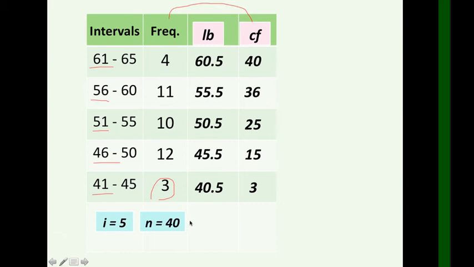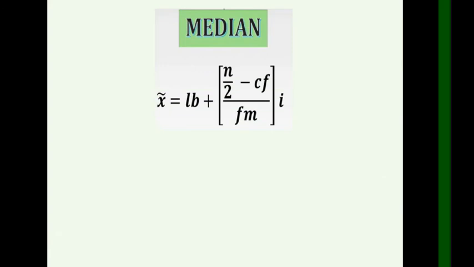So since n is equal to 40, the last number in the cumulative frequency should be the same as 40. Now, for the median, we have LB plus n divided by 2 minus CF over FM times I. First thing to do, we need to divide n by 2. Our n is 40, so 40 divided by 2, the answer is 20.